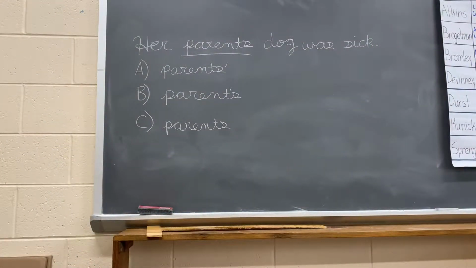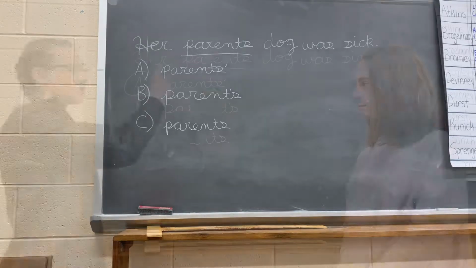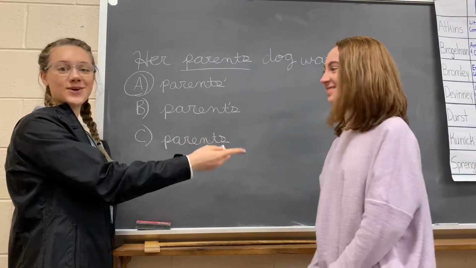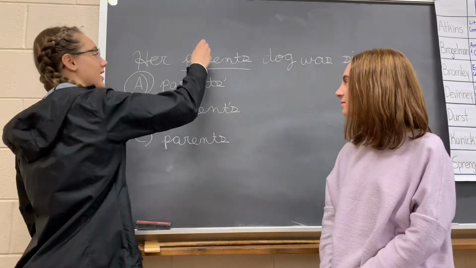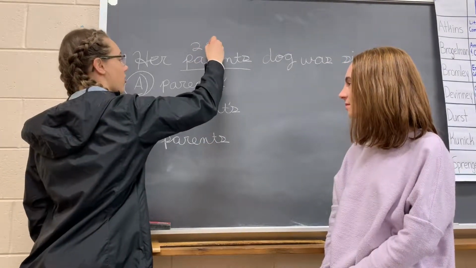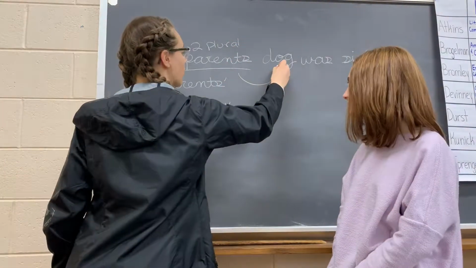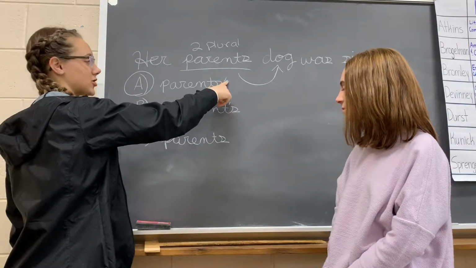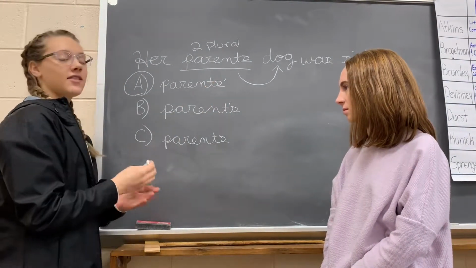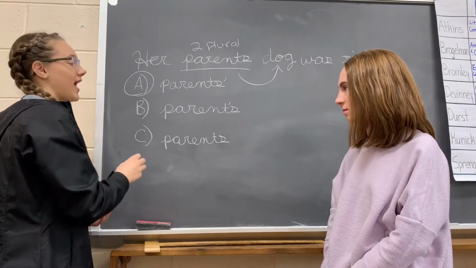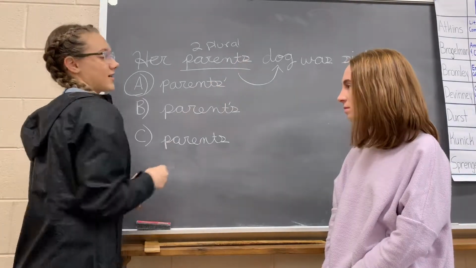Now you try. Choose which answer best fits the sentence. You can place an apostrophe after the S, before the S, or you can have no change. So let's use Chloe as an example. So her parents' dog was sick. Because Chloe has two parents, we know that parents should be plural. And because the parents own the dog, we should have the apostrophe after the S to indicate that she has more than one parent and they own the dog.